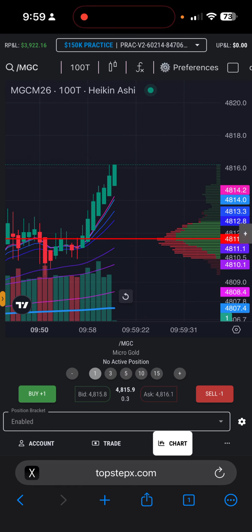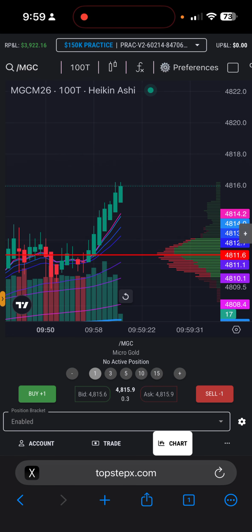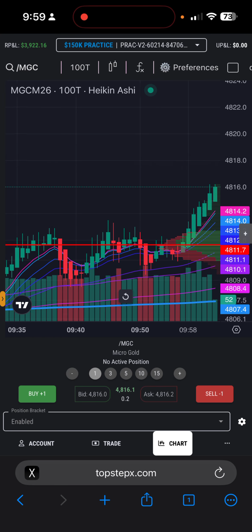This was a big trade. I should have trailed it. I didn't think it was going to go that high, but whatever. Let's see what we got here. I'm pretty sure we're going to get some sellers in the next minute or two.